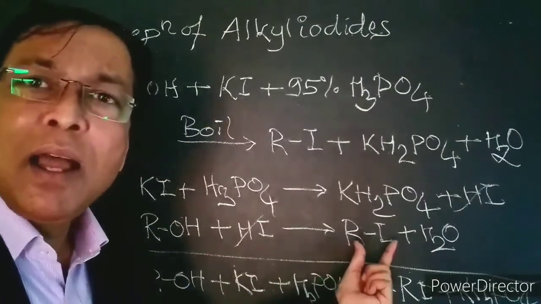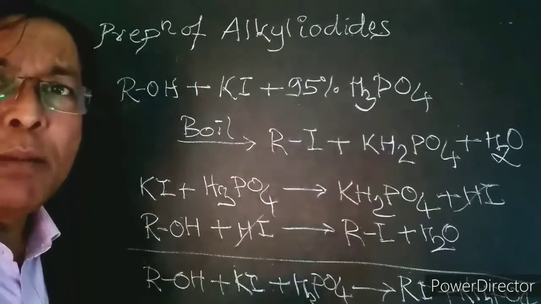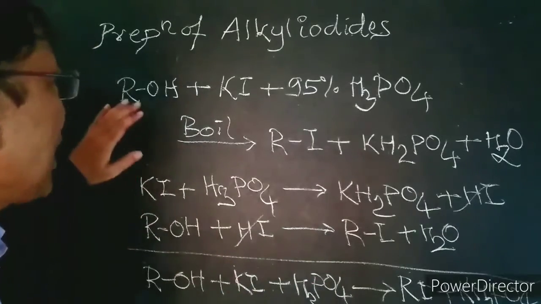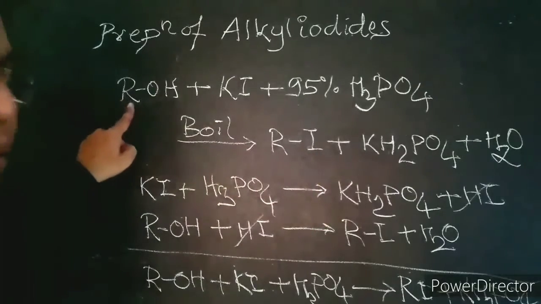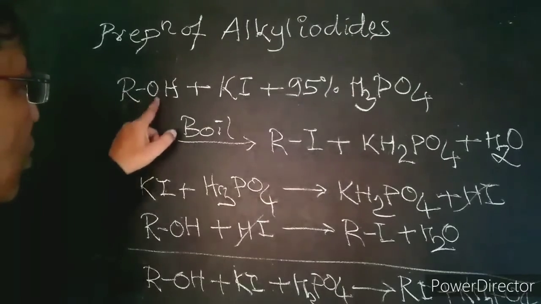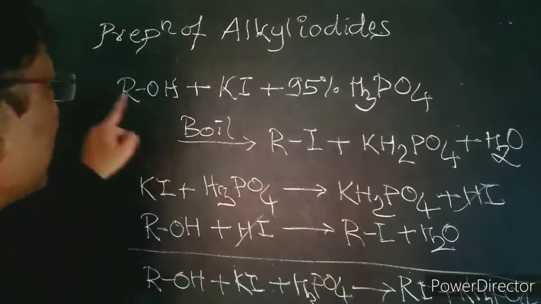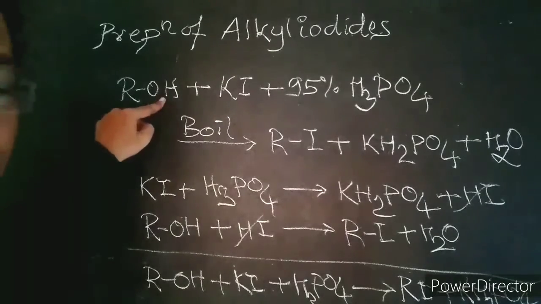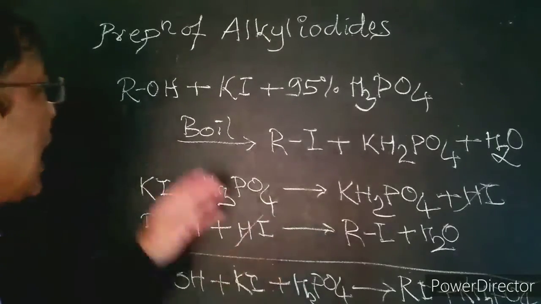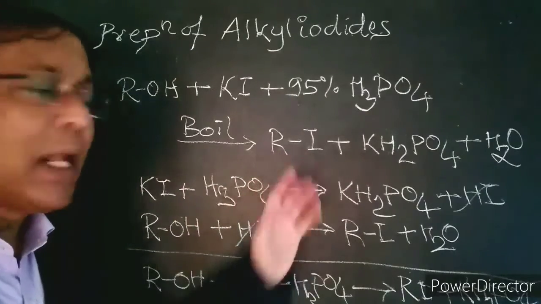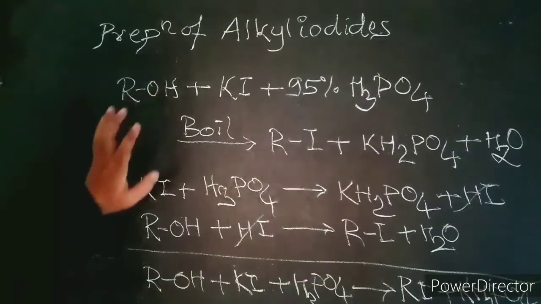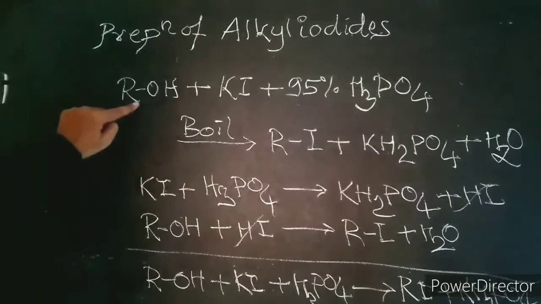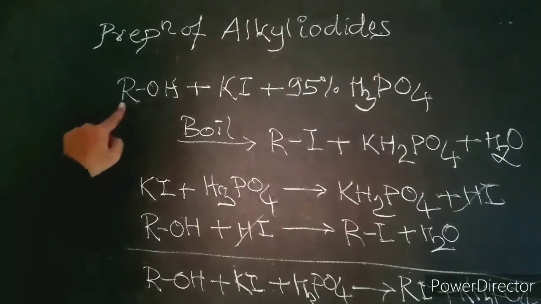In the theory examination or in the board examination, if you are asked how do you convert methyl alcohol into methyl iodide, then you have to use CH3OH here. If you are asked how do you convert ethyl alcohol into ethyl iodide, you have to use CH3CH2OH. If you are asked how do you convert isopropyl alcohol into isopropyl iodide, you have to use isopropyl alcohol, that is CH3CHOHCH3. According to requirement, you have to use the alkyl group in the alcohol.